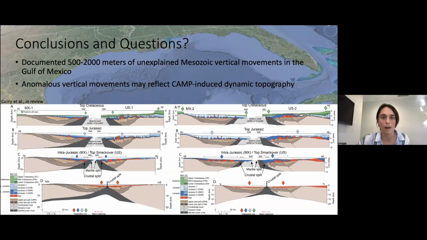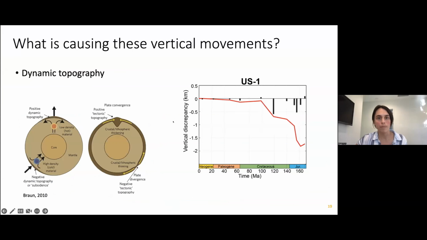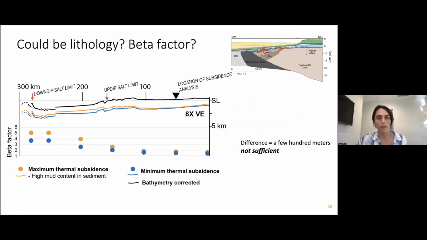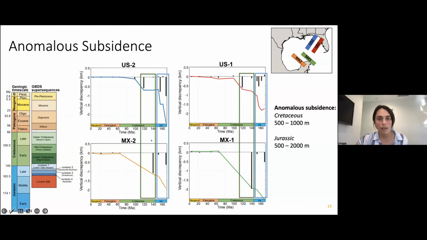Yes, I can. The last step of the restoration was the top of the salt. But the last one I feel most confident about would be the top of the Smackover. So I'm just going to back up here. We'll maybe go back one more. No, we'll do this one.